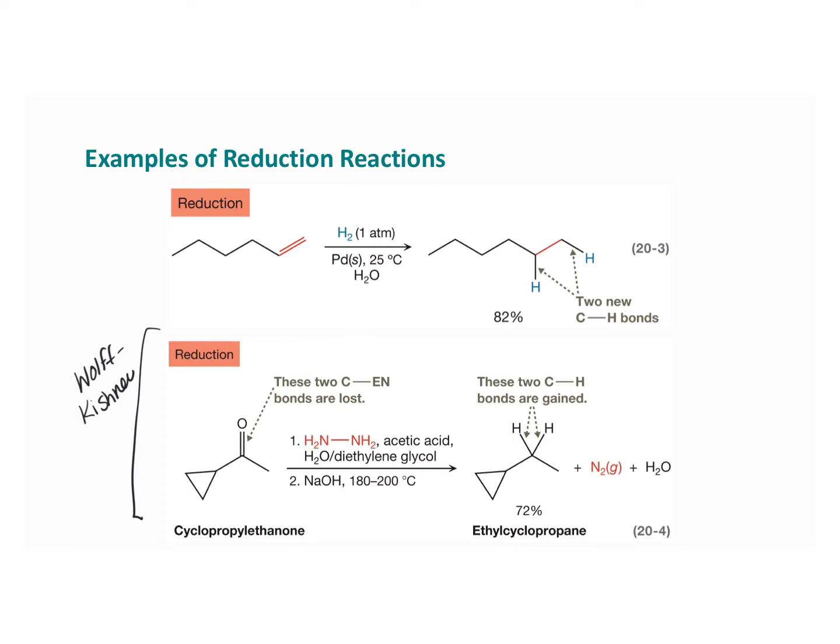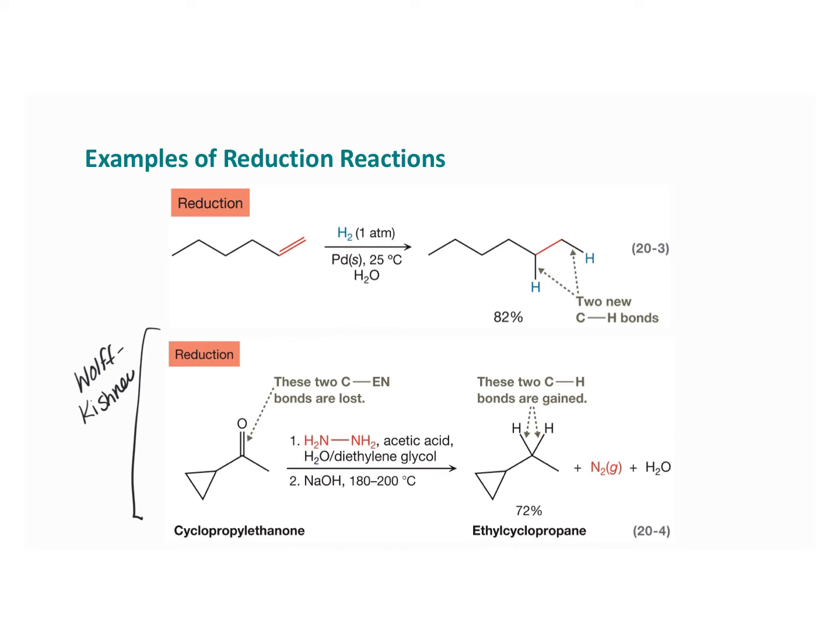Which is shown here in equation 24. In this case, both the carbon-oxygen bonds of the carbonyl group are lost, and 2 carbon-hydrogen bonds are gained. And so we would also define this as a reduction. The hydrogen in this top one is the reducing agent, or what's oxidized. And then the amines here, this particular molecule, are also the reducing agent, and they're what's oxidized as well.